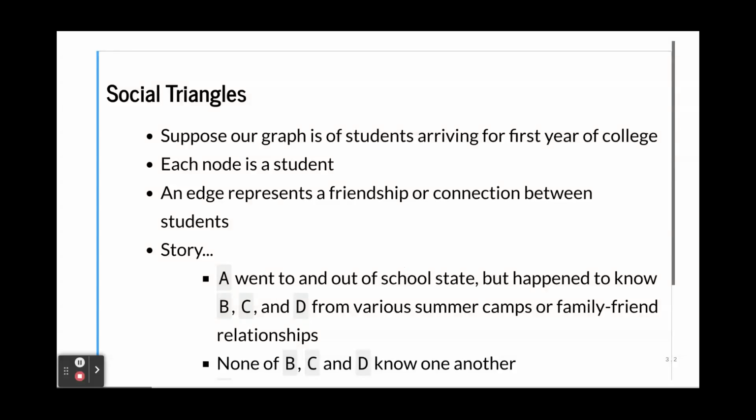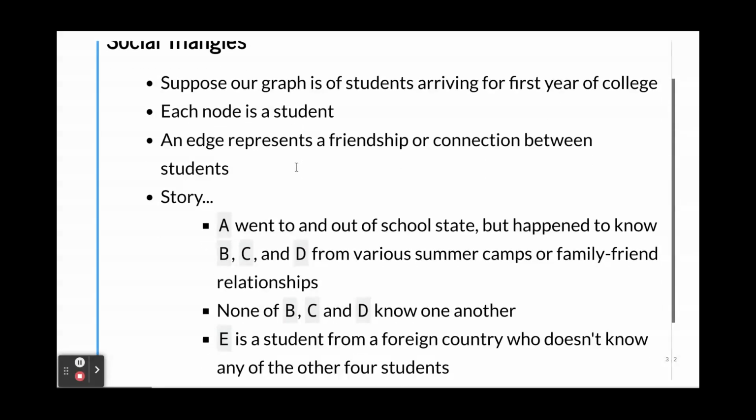Let's now apply a little bit of context to the idea of triangles in a network. Suppose the graph that we just constructed represents students arriving at their first year of college. In our example, each node in the graph will represent one student. Each edge represents a friendship or a connection between the students. We might have a story such as the following to describe the graph we just saw.